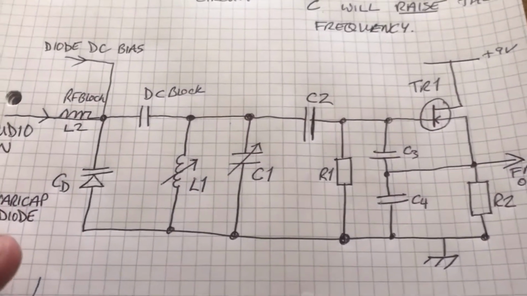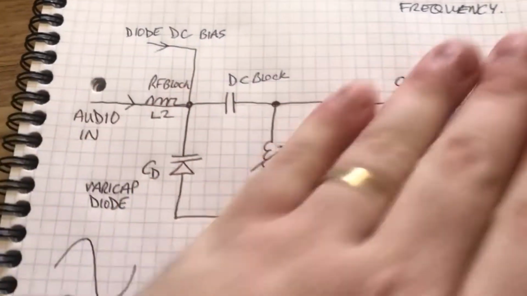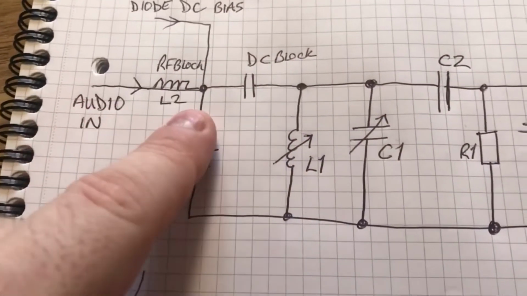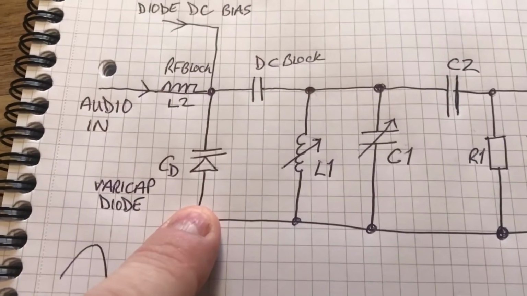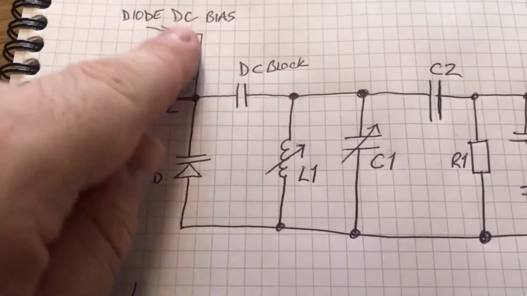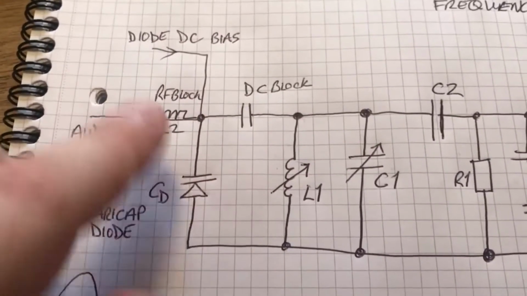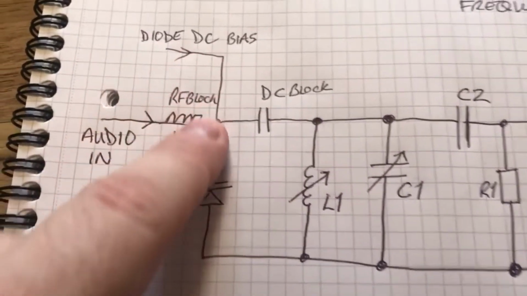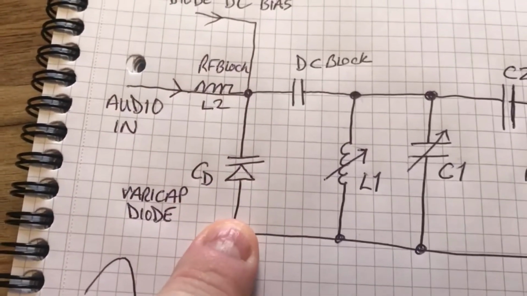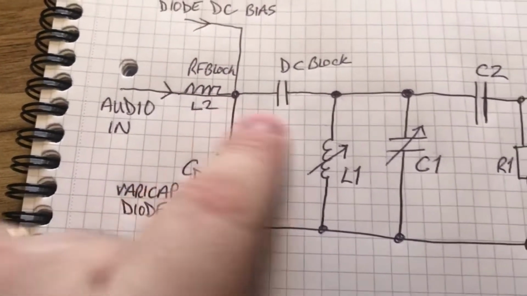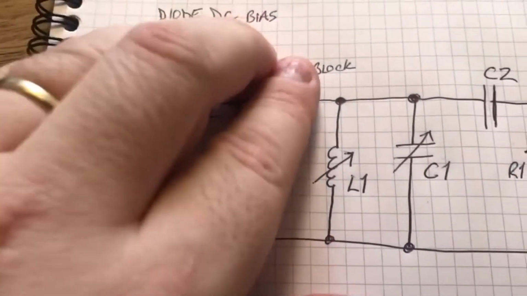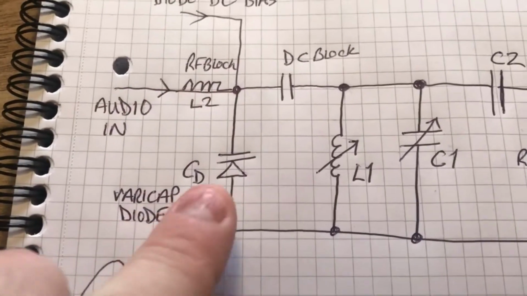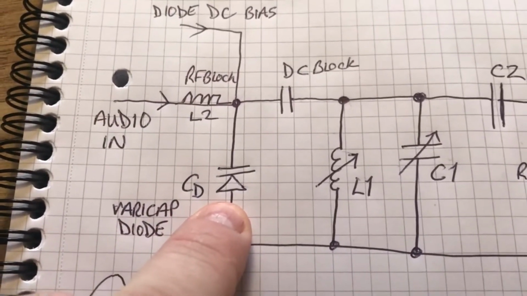Now, how can we do that automatically as we talk? Well, we've added on this part of the circuit here, which is very simple. We've got the audio in, we've got the varicap diode, and the other bits really are just here to make it all work. We've got an RF block, so RF doesn't come out the back. We've got a DC block, so the DC that's giving the varicap diode its voltage, again, doesn't interfere this way. So don't worry about those for now. Really, the key thing is audio in and the varicap diode and its capacitance.